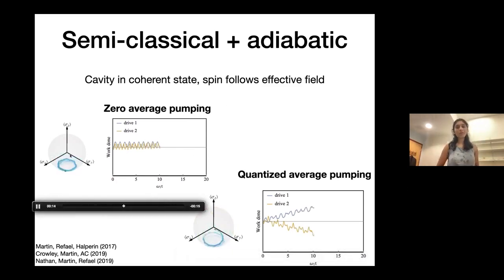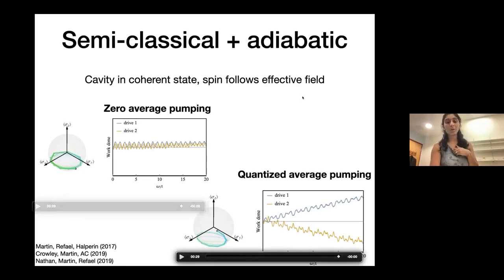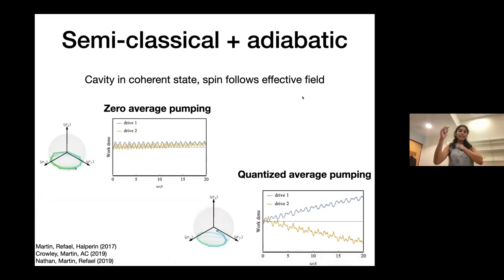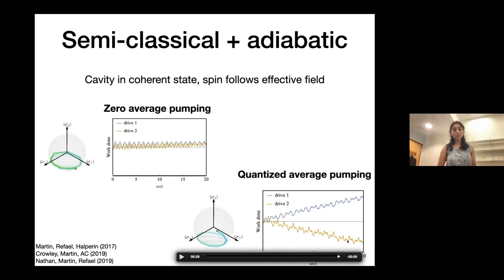If you look at the Bloch sphere, you see it's showing you where the spin is. The spin is kind of buzzing around the negative z direction. And if you look at the right, you see that there is no average photon number change in either of the drives. In contrast, in the regime with quantized average pumping, the spin explores the entire Bloch sphere. There is a way to formalize that through a winding number. And that's accompanied by the fact that there's an average quantized rate with which the photon population goes down in drive two and increases in drive one. Okay.